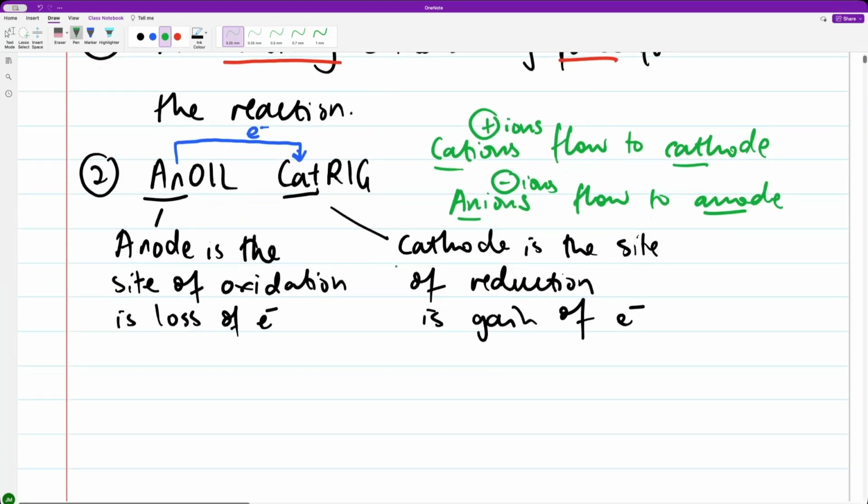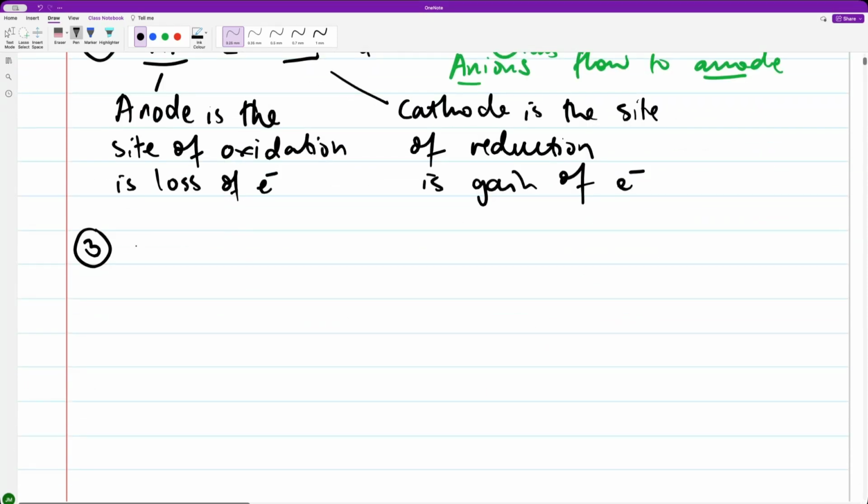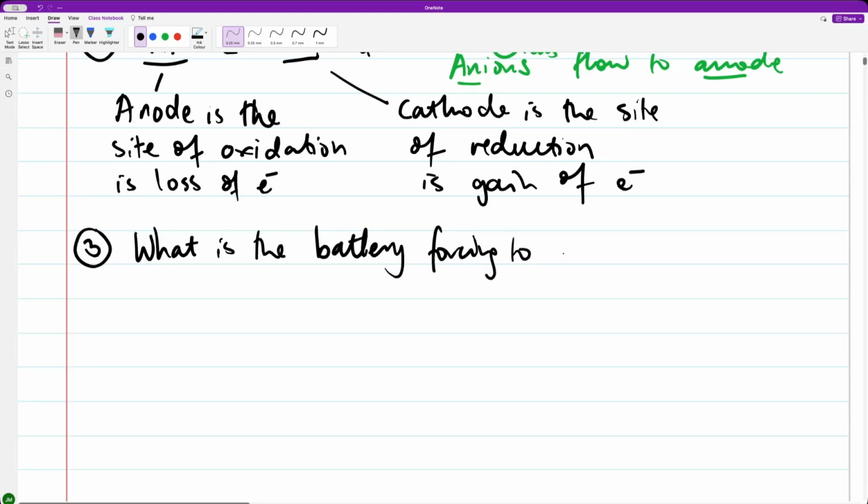Now, rule number three, and I should stress that it's important to think about these rules in this order. What is rule number three? We have to ask ourselves, the battery is forcing something to happen. It's forcing oxidation and reduction, but we want to think about what happens at the anode first. So we ask ourselves the question, what is the battery forcing to oxidize at the anode?